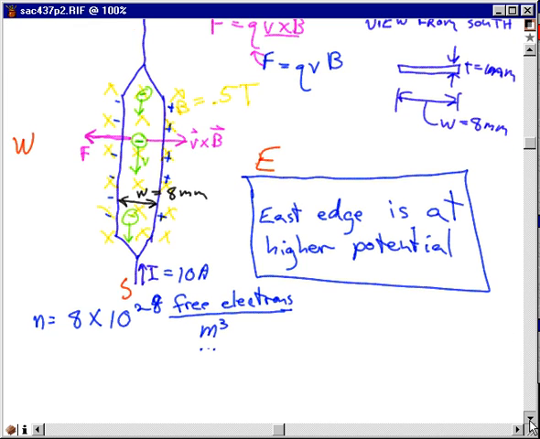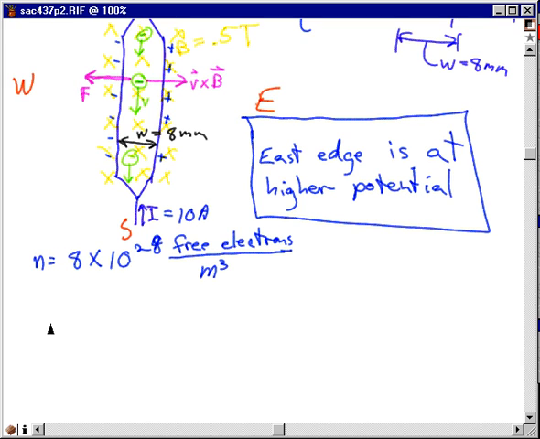So F is QVB. The magnetic force is that. The electric force is always Q times the strength of the electric field. So this is our balance of sideways or east-west forces on the charged particle in this case. It's the same charged particle in both cases. So the net force on the charged particle is 0. These two forces have to be equal to each other. The Hall potential builds up until that's the case.